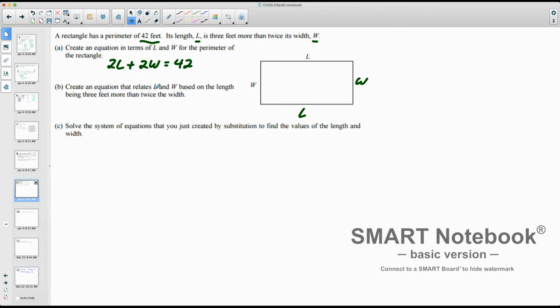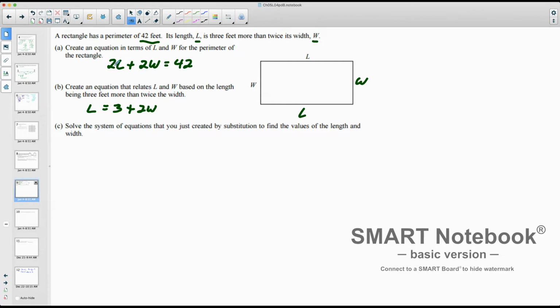Create an equation that relates L and W. Here we can translate it directly, based on the length being equal to 3 feet more, 3 feet more than is addition, twice the width. Okay. And then you're going to solve the system. So you have now two equations, each with two variables, L and W.